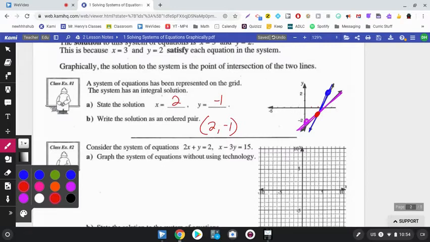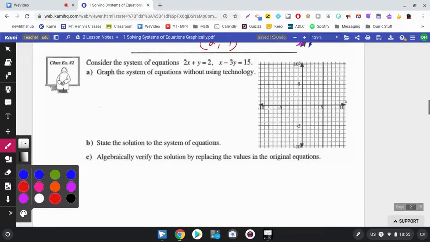So solving a system graphically is the easiest thing. We graph them and we find where they cross. All right, so let's do that. It says you have 2x plus y equals 2, and x minus 3y is equal to 15. Graph the system, and then state the solution.